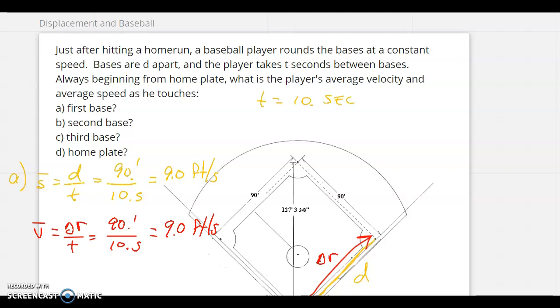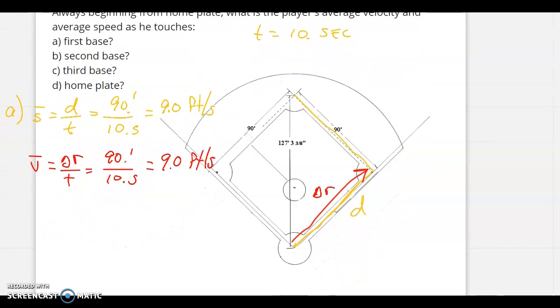All right. So now the player is going to round first base and come over to second, and there's going to be a time like that. So for that whole trip, the whole yellow, everything I'm showing, not just the additional, but from home plate all the way, what is the average speed and what is the average velocity? I want you to pause the video and try to calculate that.